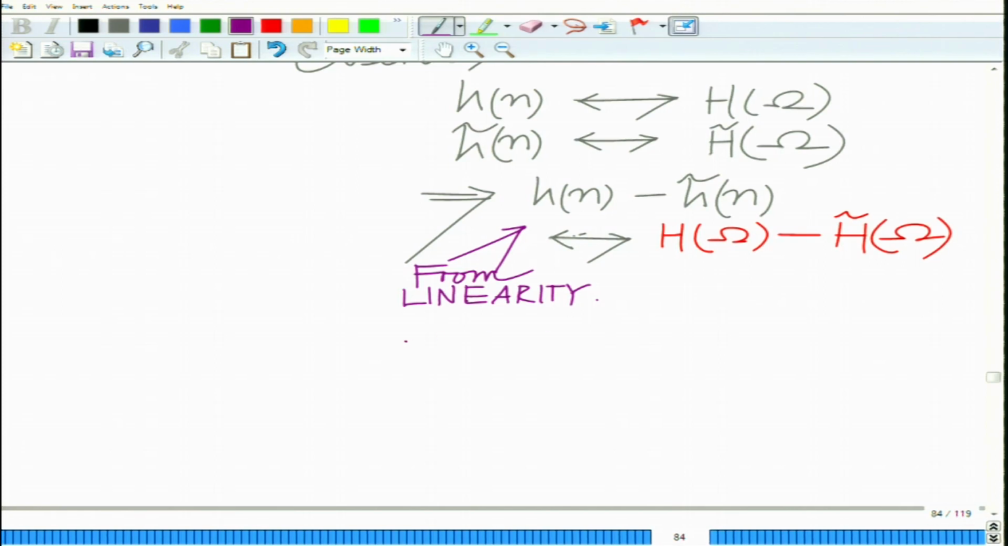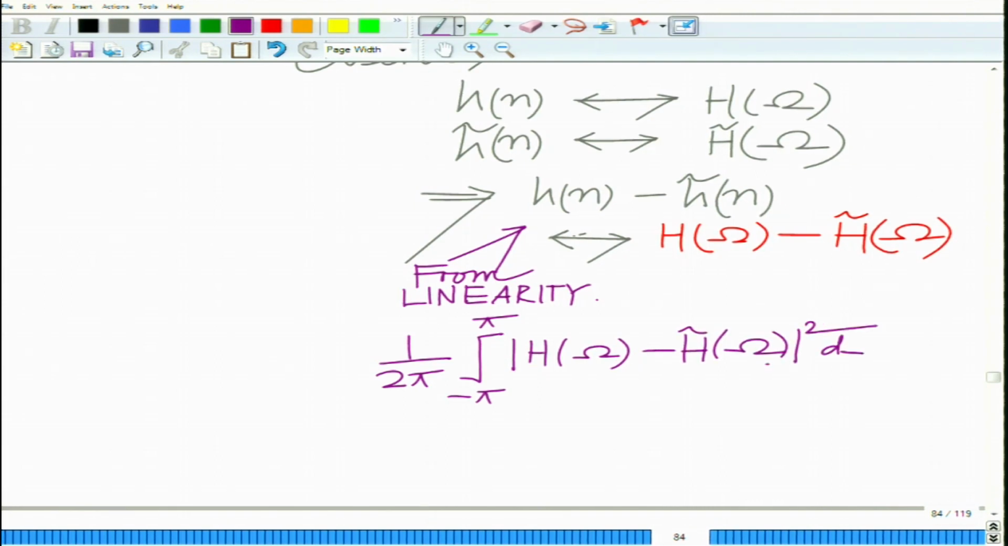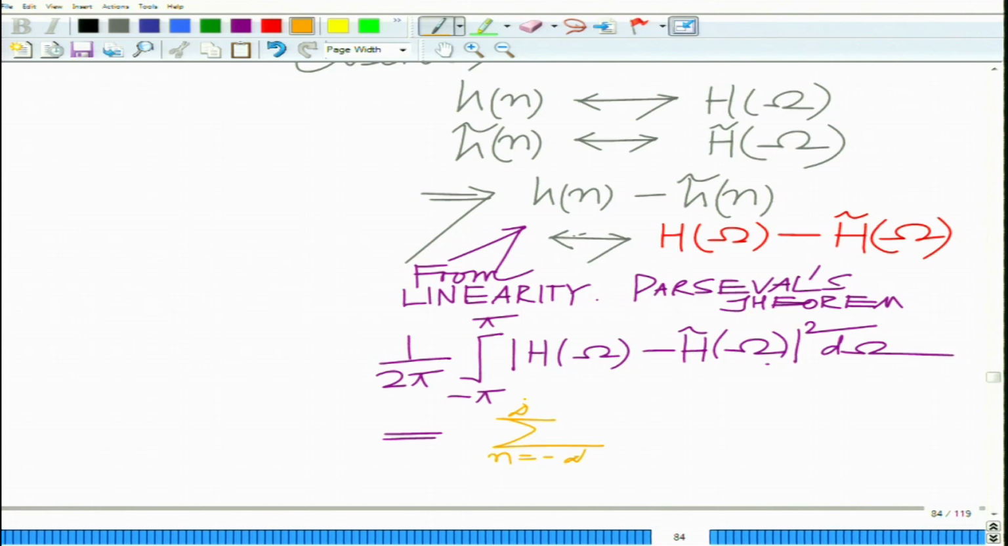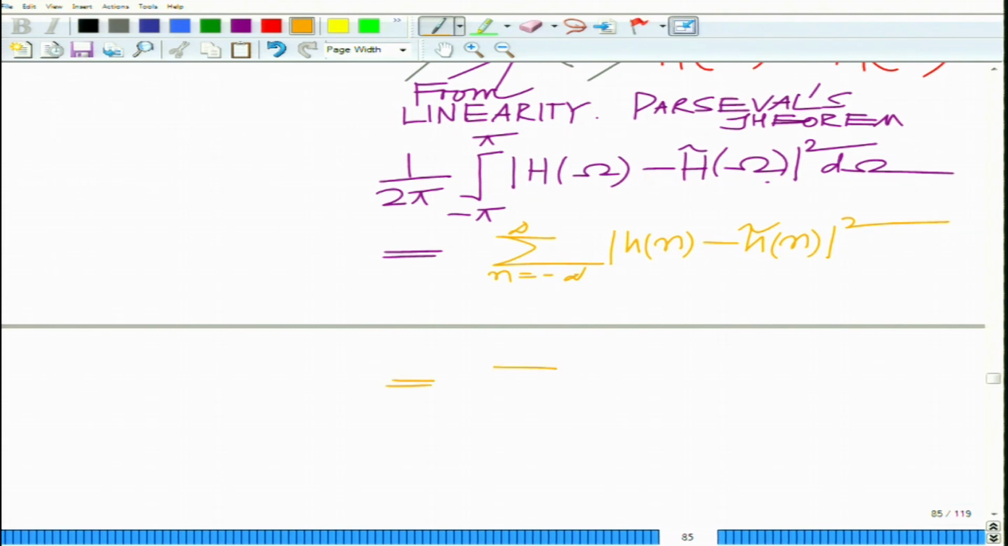Now, therefore, if you look at this quantity, 1 over 2 pi times the integral of magnitude H of omega minus H tilde of omega squared, from Parseval's theorem this is equal to the summation n equals minus infinity to infinity of magnitude h n minus h tilde n squared. Now, you can split this into three components, one from n equals minus infinity to minus 1. In this range h tilde n is 0, so h n minus h tilde n is only h n. So this reduces to magnitude h of n squared.